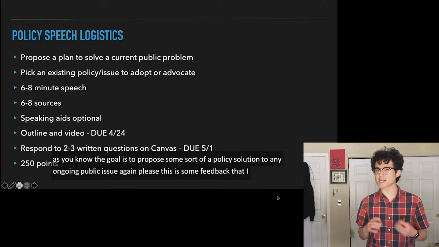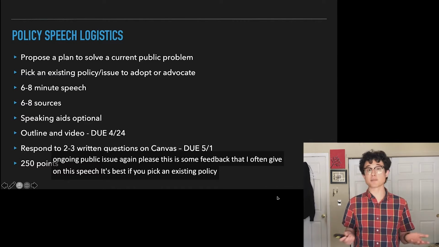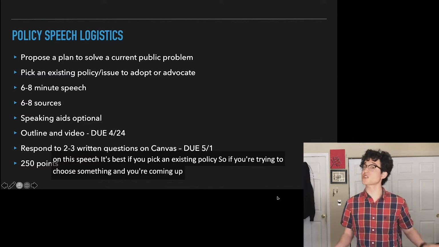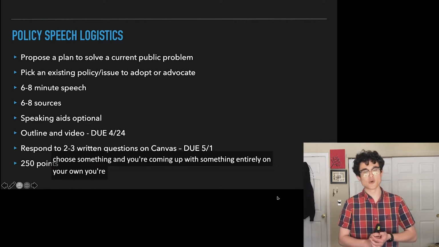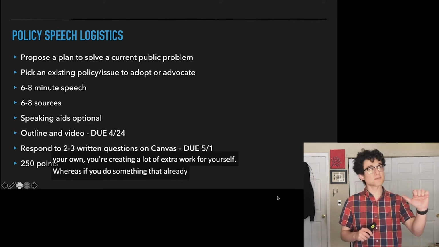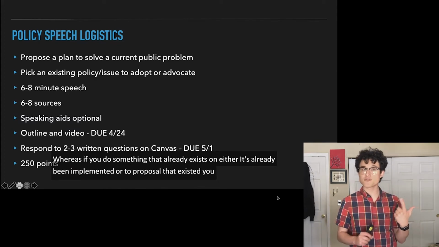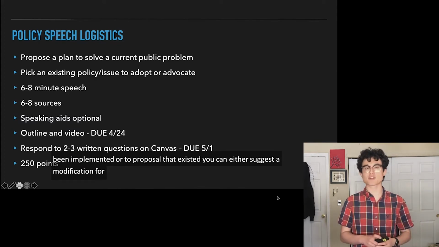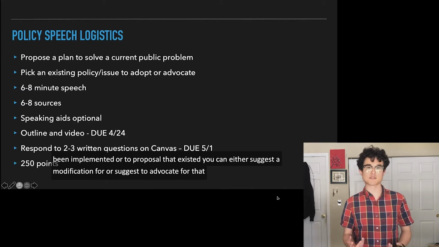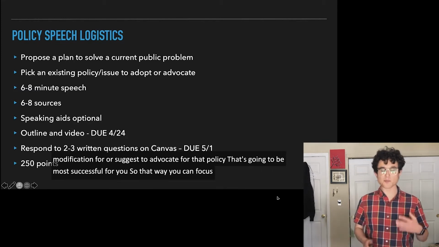It's best if you pick an existing policy. If you're coming up with something entirely on your own, you're creating a lot of extra work for yourself. Whereas if you choose something that already exists, either it's already been implemented or it's a proposal that exists that you can suggest a modification for or advocate for, that's going to be most successful for you. That way you can focus on just the speech itself.